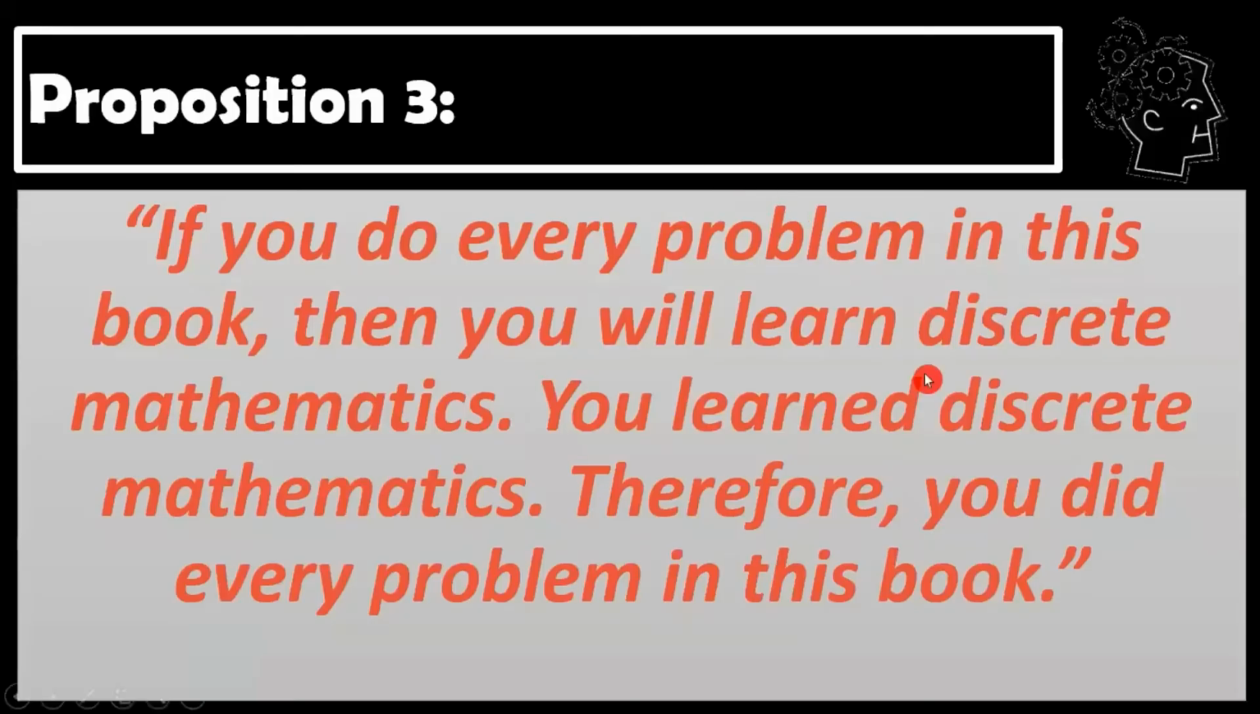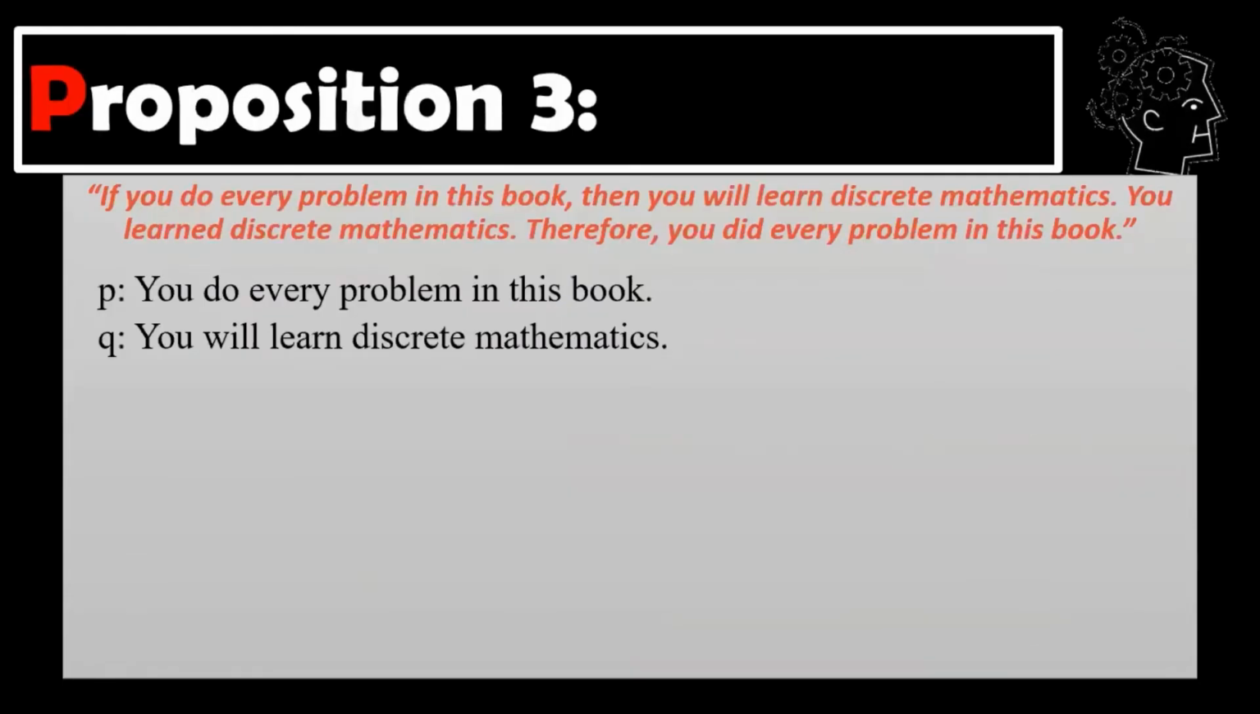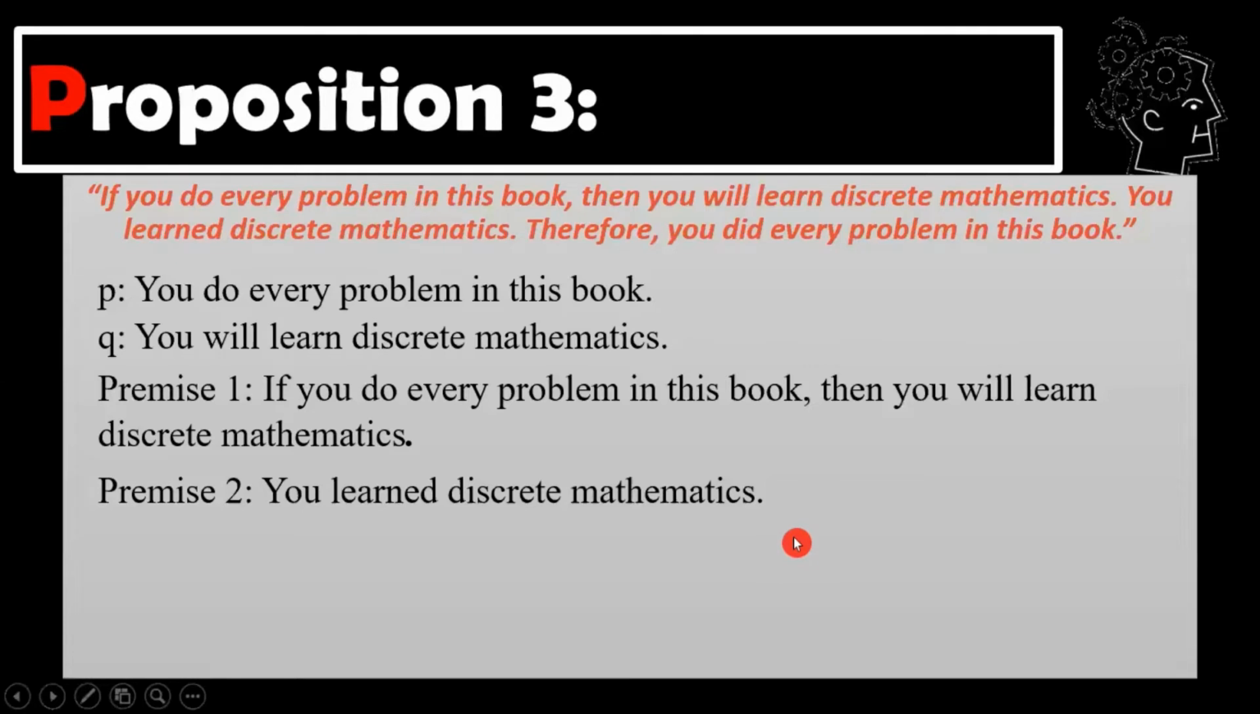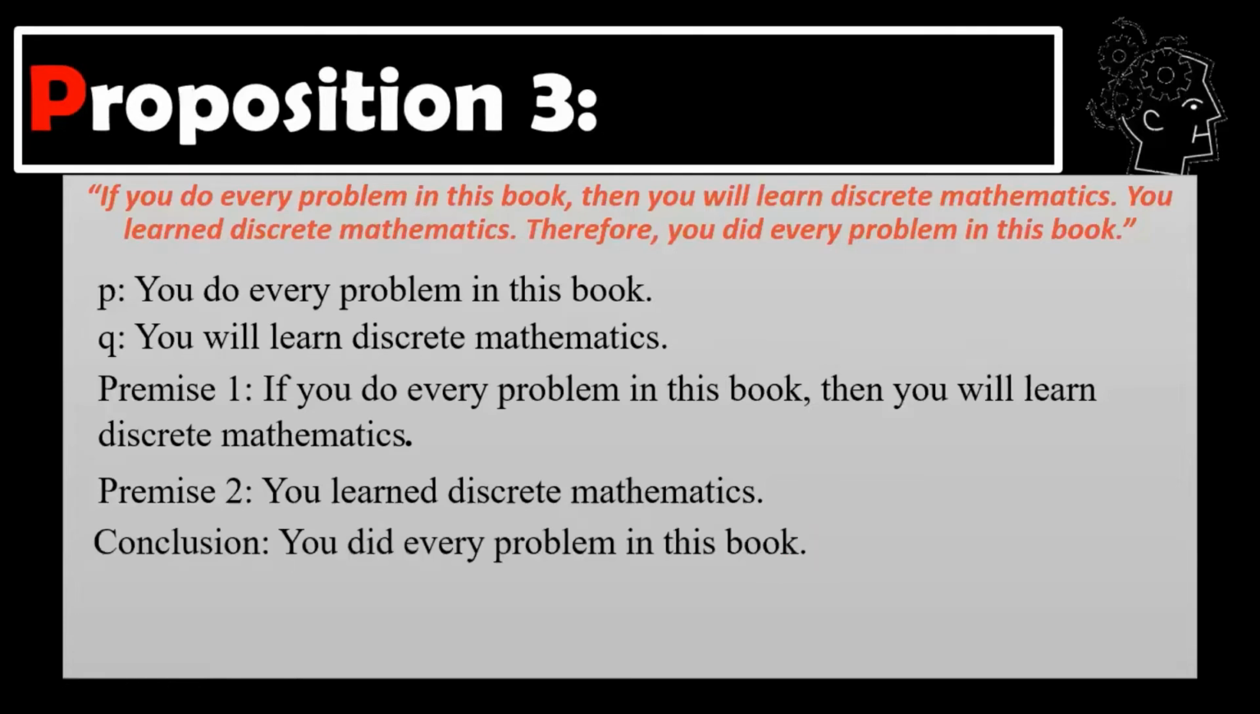So for our third argument, we have: if you do every problem in this book, then you will learn discrete mathematics. You learned discrete mathematics. Therefore, you did every problem in this book. Let P and Q be our propositions. Proposition P: you do every problem in this book. Proposition Q: you will learn discrete mathematics. So for our first premise: if you do every problem in this book, then you will learn discrete mathematics. For our second premise: you learned discrete mathematics. Our conclusion: you did every problem in this book.